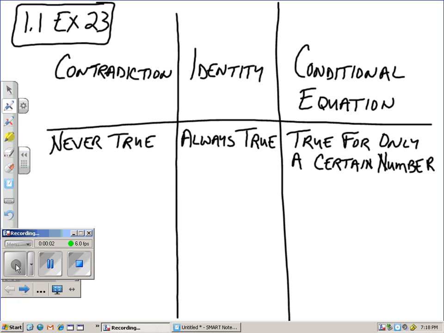Okay, Northern Oklahoma College, Math 1513. I'm doing Chapter 1 from the College Algebra book, 1.1. This is an example to show you how to do 23.